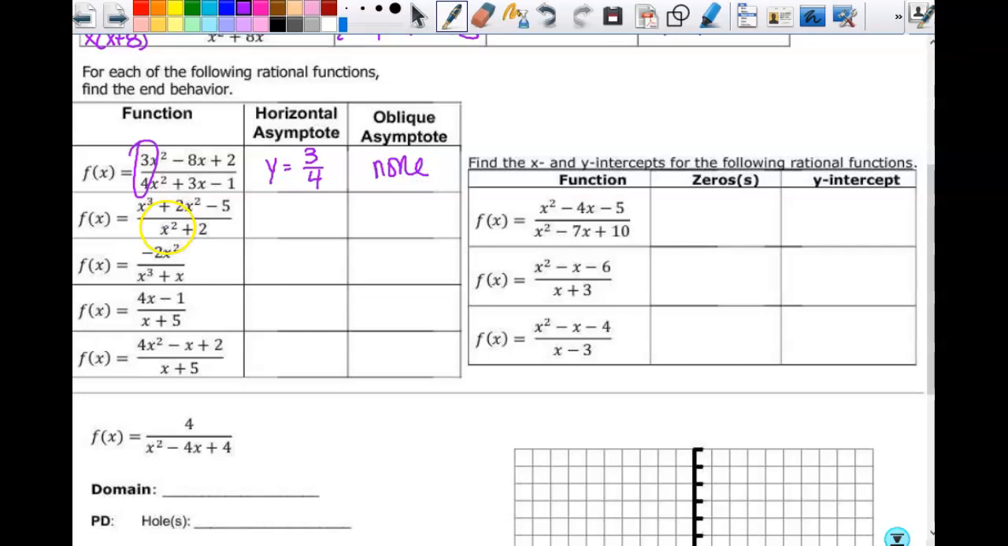So then on this one, this is top heavy. If it's top heavy, it does not have a horizontal asymptote. That opens the door for an oblique asymptote, and then I would need to divide. I would do synthetic division if I can. I can't because this is x squared, so I have to do long division. So I'm going to do x squared plus 2 divided into x cubed plus 2x squared minus 5.